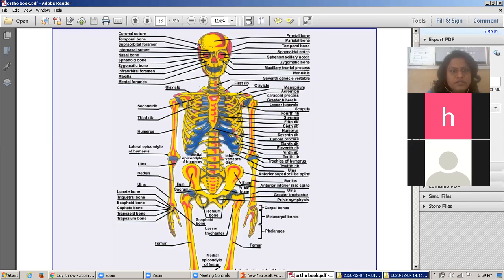This is the coronal suture. This one is the temporal bone. This is the supraorbital foramen. This one is the internasal suture, in the center of the nose. Below that there is the nasal bone. Then this one is the sphenoid bone. This is the zygomatic bone. This one is the infraorbital foramen. This is the maxilla. This is the mental foramen of the mandible, as this is the mandible.